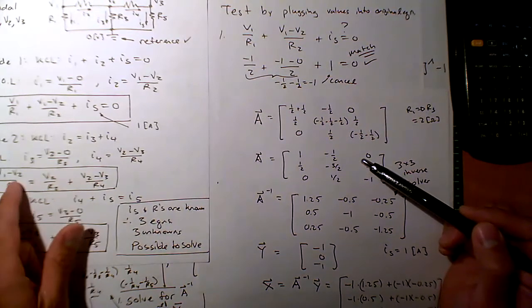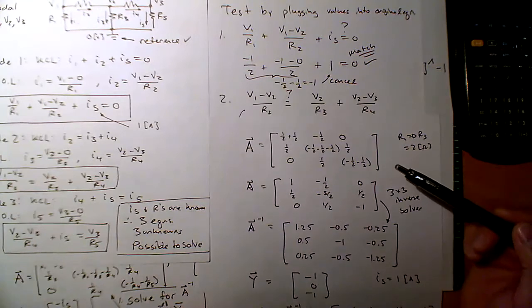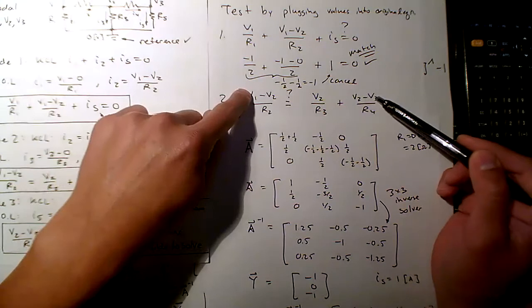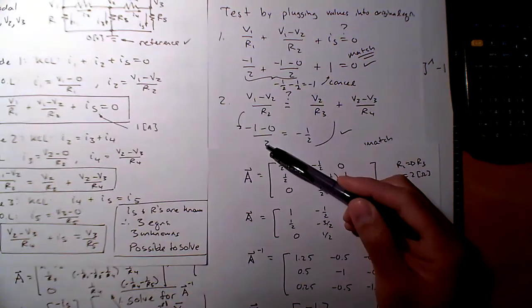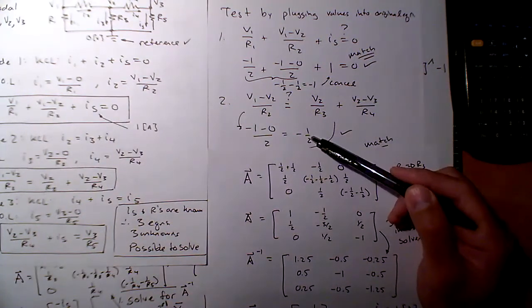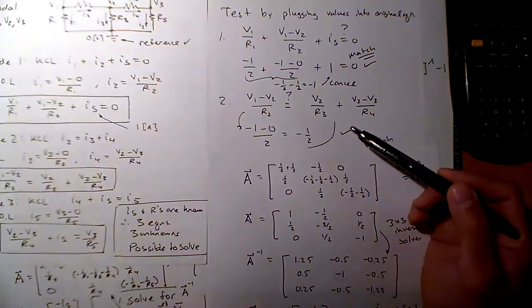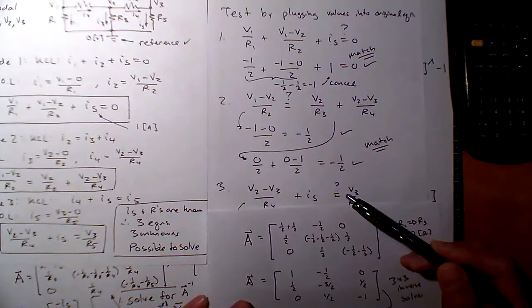Let's go to this one. All right, if we go to this equation, that's 0, that's 0, that's 0. So this is -1, this is 1. What do we have? -1/2 plus -1/2. Okay, -1/2 cancels with -1/2. Yay, we're good.